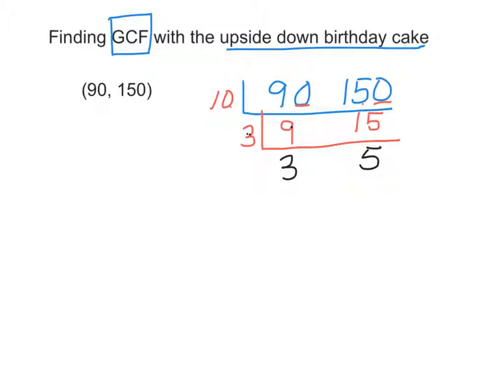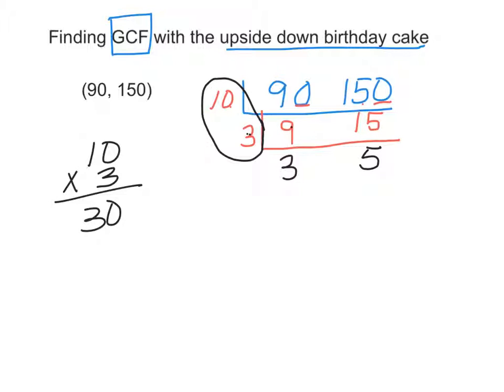So to find our GCF, what we need to do is we look to our numbers on our left. The numbers on our left would be our 10 and our 3. The 10 and 3 we then multiply to find the GCF. So 10 times 3 is 30. So our GCF of this one is 30.